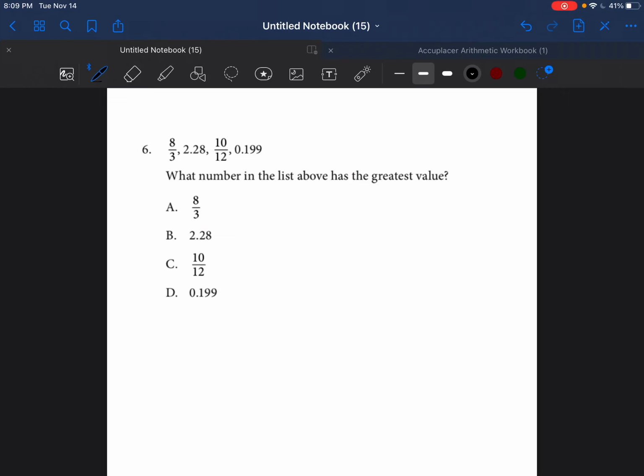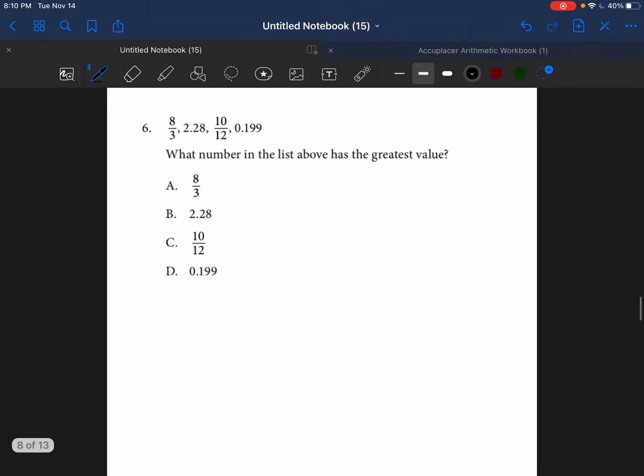But we're not going to get intimidated when we see fractions, because as in our last problem, we understand fractions now. Fractions, 8 over 5 just means 8 divided by 5. So now that we understand fractions, we can work with them a little bit easier than before when we didn't really understand fractions. So let's go ahead and answer this question together. It says, what number in the list above has the greatest value? So here we're comparing fractions and we're comparing decimals.